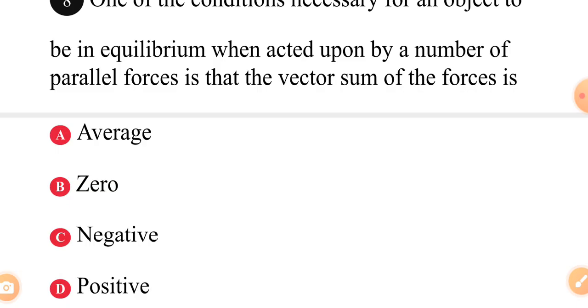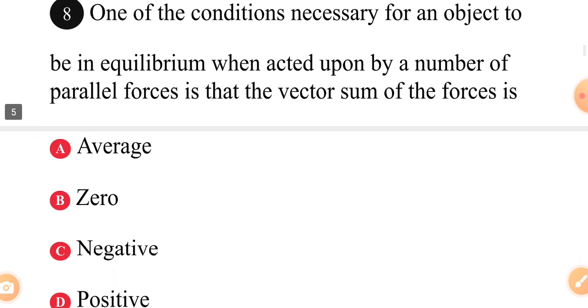The answer is simple. The answer is 0. If it is not 0, if it is either positive or negative, then the object will start moving. It will no longer remain in equilibrium.